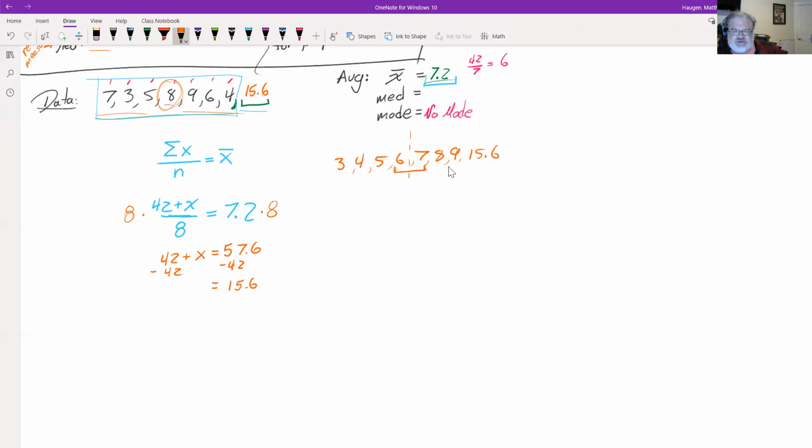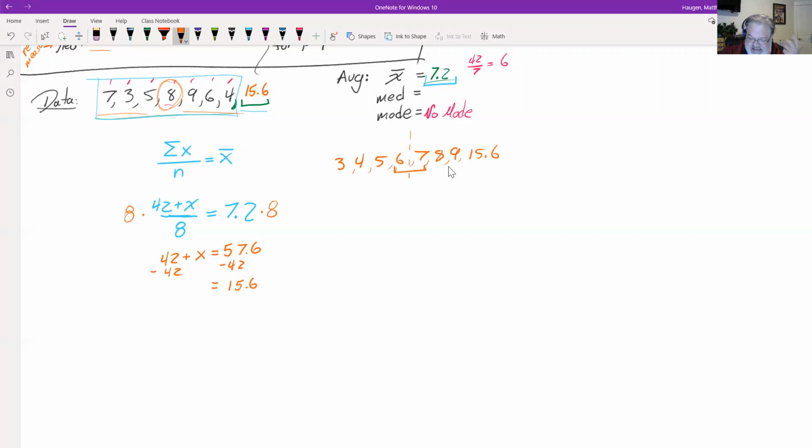Well, 5 isn't between 6 and 7, though. I would add them up and divide by 2. So wait a minute. You're saying you want to use our mean average of our two center points to find our median average? Yes. Well, you're right. That's exactly what we do.